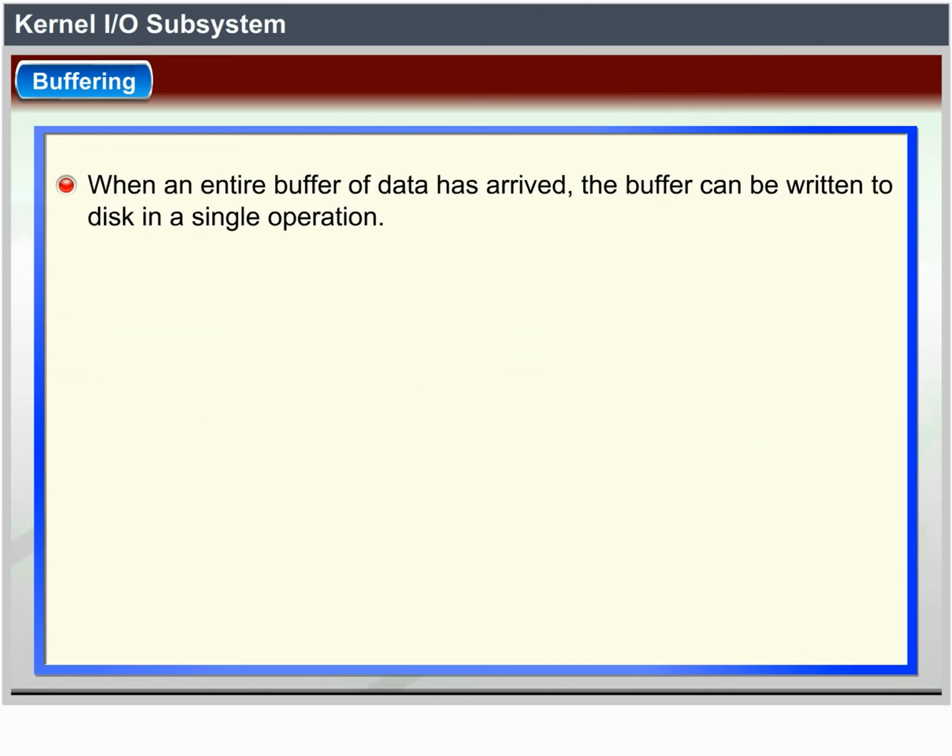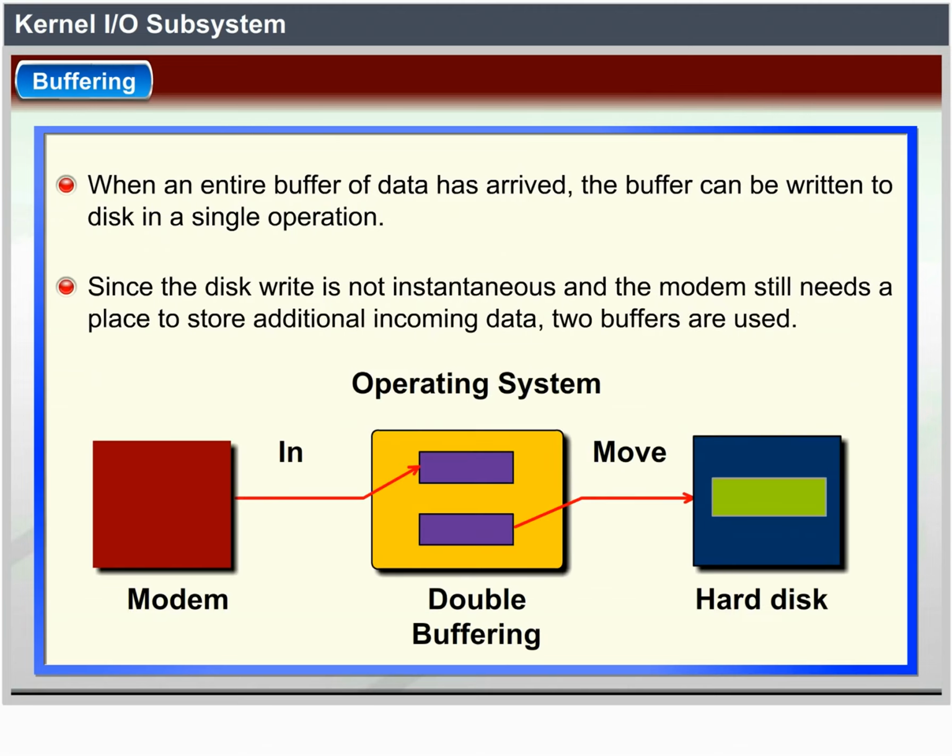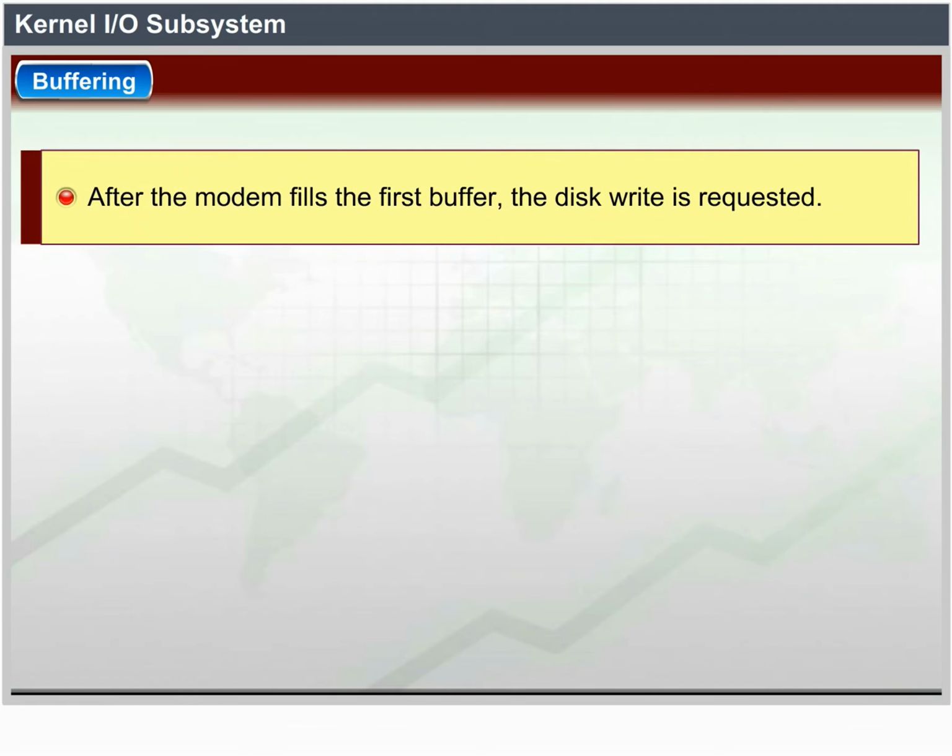Since the disk write is not instantaneous and the modem still needs a place to store additional incoming data, 2 buffers are used. After the modem fills the first buffer, the disk write is requested. The modem then starts to fill the second buffer while the first buffer is written to disk.